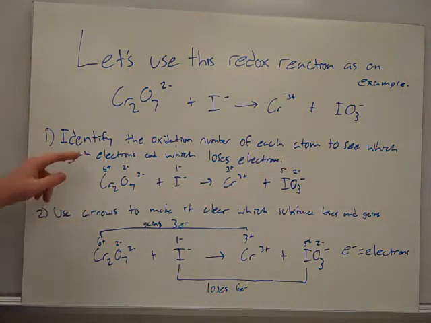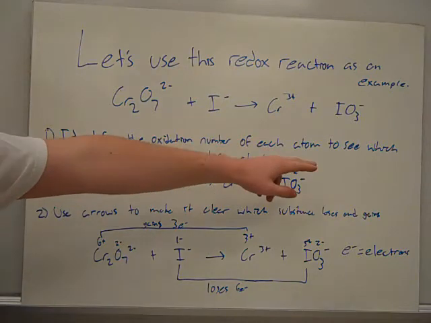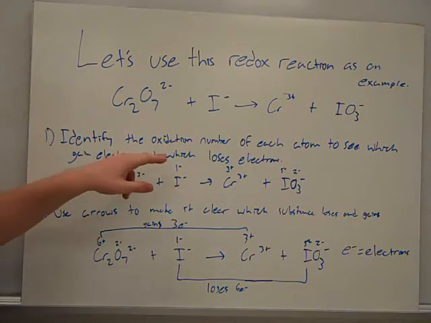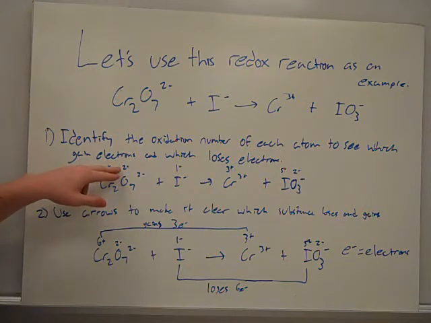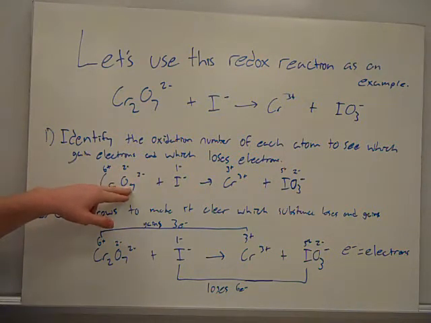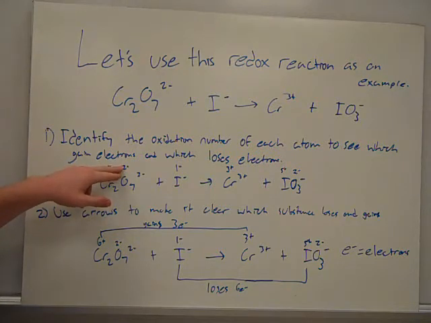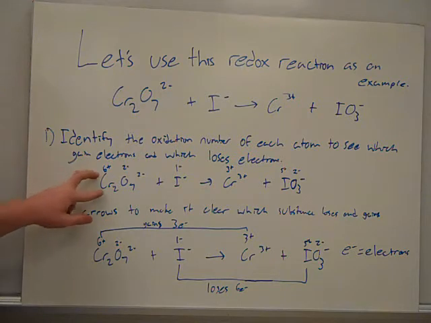So step 1, identify the oxidation number of each atom to see which gains electrons and which loses electrons. For the dichromate ion, the overall charge is 2 minus. We know that oxygen always has a 2 minus charge, and since there are 7 oxygens, it's a total of 14 minus. So we need an overall 12 plus from the chromiums to get a 2 minus charge. Since we have 2 chromiums, you divide 12 plus by 2.